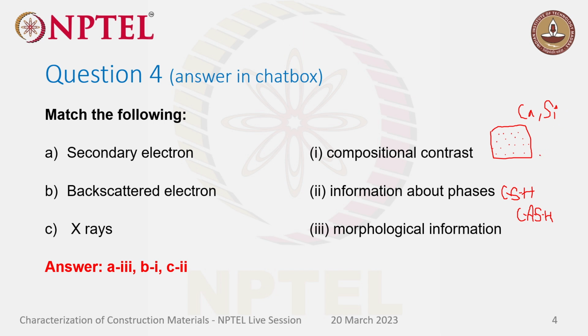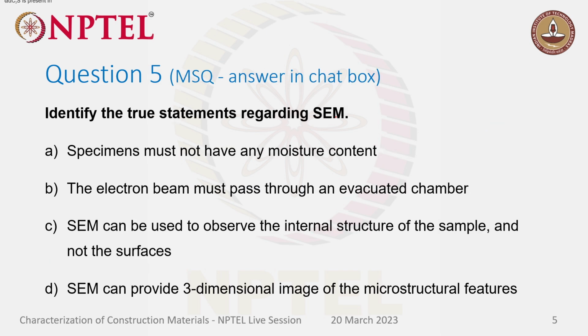What if it has calcium, silica and alumina also? In that case, that could be related to C-A-S-H. So this kind of thing can be observed only from EDS, energy dispersive X-ray spectroscopy. Okay, now I hope you guys got it right. Now let's move to the next question.